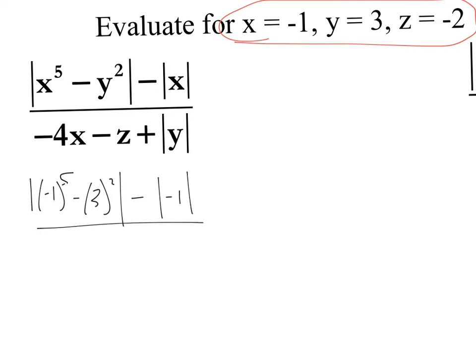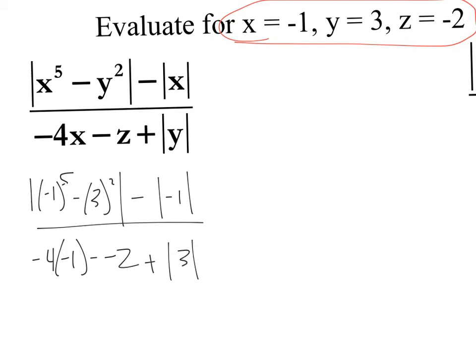They've got a lot of absolute value signs in the numerator and a lot of negatives, so just be careful and make sure that you're writing really clearly and not doing too much math in your head because you get really confused. And then I have -4 times -1 minus Z is -2. That's a double negative. I'll change it later to the plus positive. Plus the absolute value of 3.